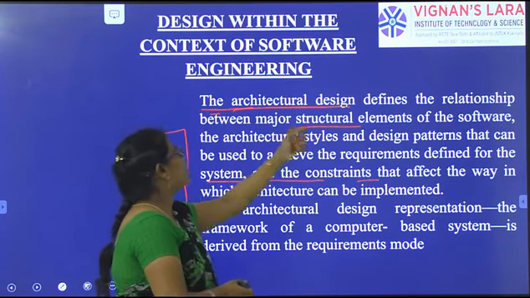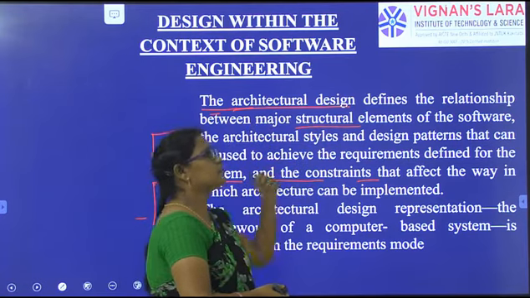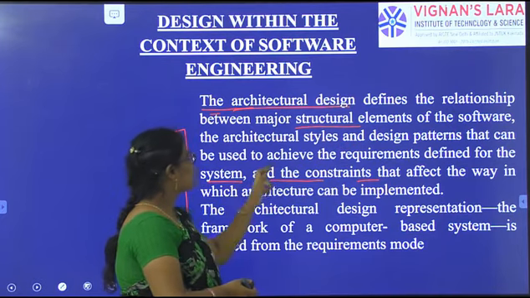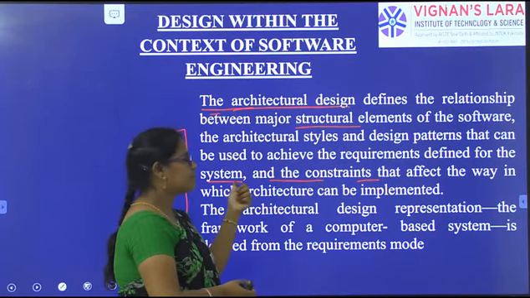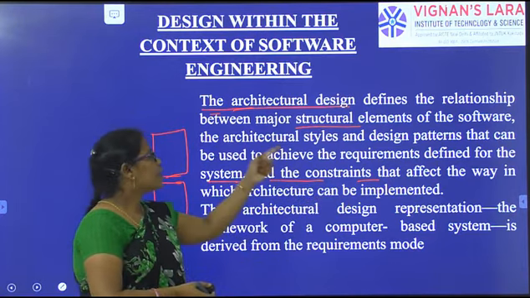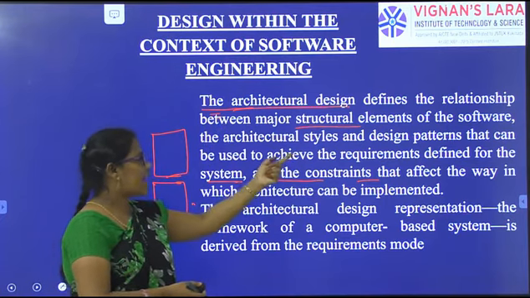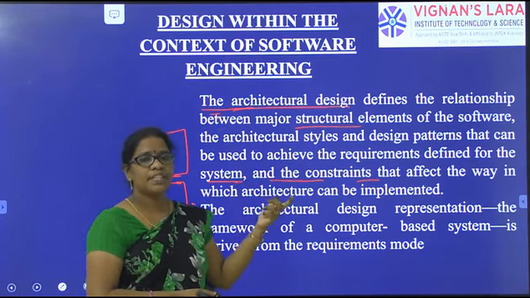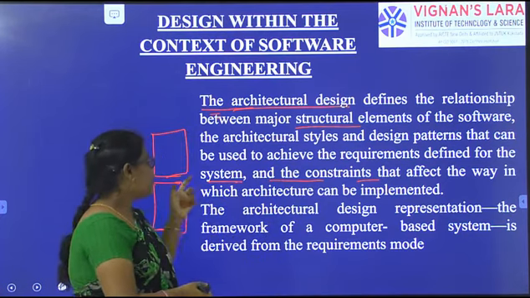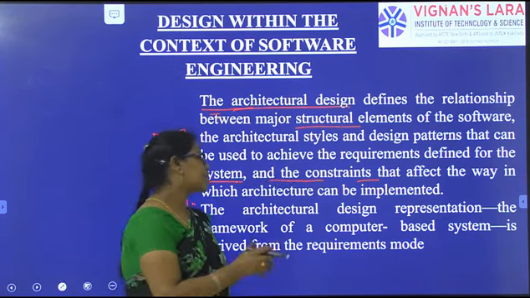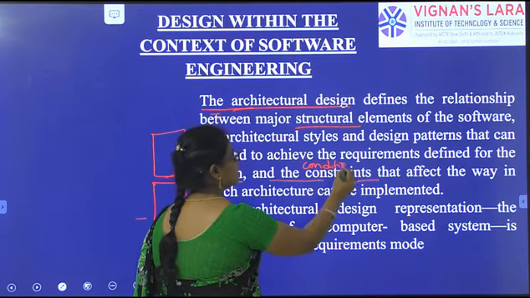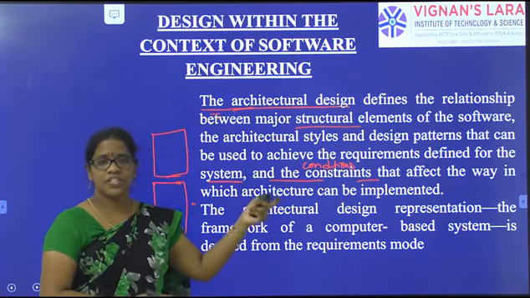So architectural design defines the relationship between the major structural elements of the software. The architectural styles and the design patterns can be used to achieve the requirements defined by the system, and the constraints that affect the way in which architecture can be implemented. By using these architectural styles and design patterns, we can achieve the requirements given by the stakeholder. Okay, so that can be implemented for the system, and also the constraints. Constraints are nothing but the conditions, whatever the conditions that affect the way in which architecture can be implemented.